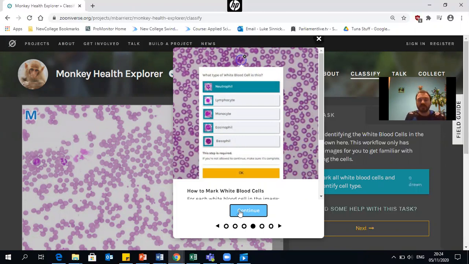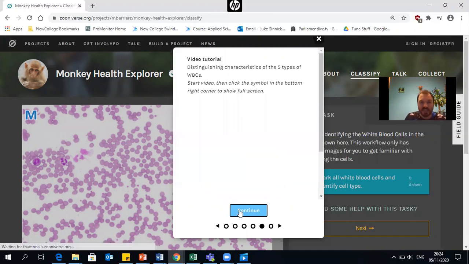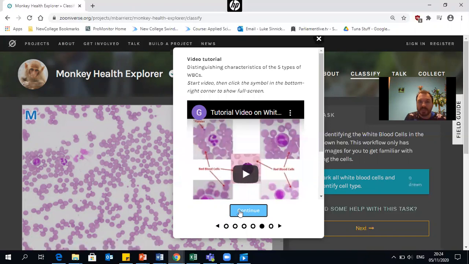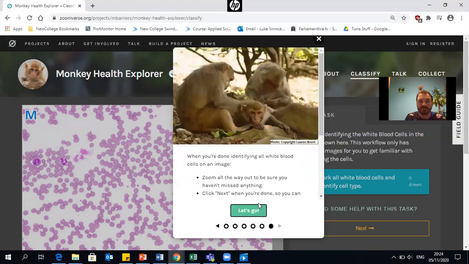Now, even if you find this quite tricky, the really clever thing about this is it compiles results from lots of different people all over the world, and it gets a kind of average of what people think the different cells are. So just make your best guess based on their structure and what they look like. And so it gives you a little video tutorial here of how you can tell the differences between the different white blood cells, which you can have a look in your own time.